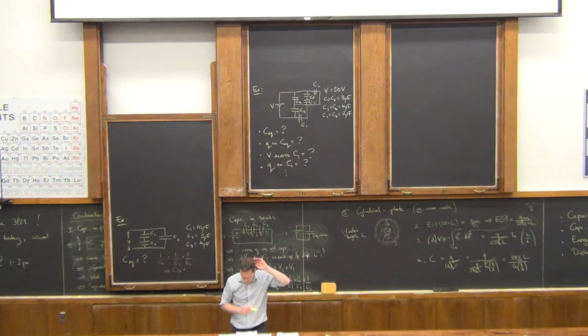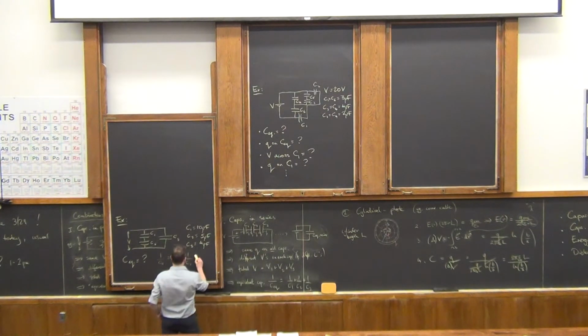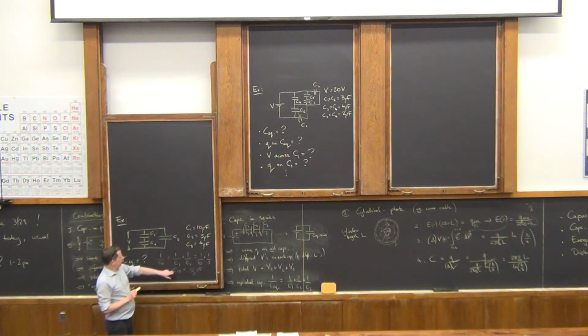A little louder? Is it 10/3 microfarad? Let's see. So here I've got 1 over 10 plus 1 over 5, so I get this as, yes, 10/3. And now I've got C12, and again, here I've done it numerically. I might just have written this as C2 plus C1 over the product of these things and then flipped it, something like that.